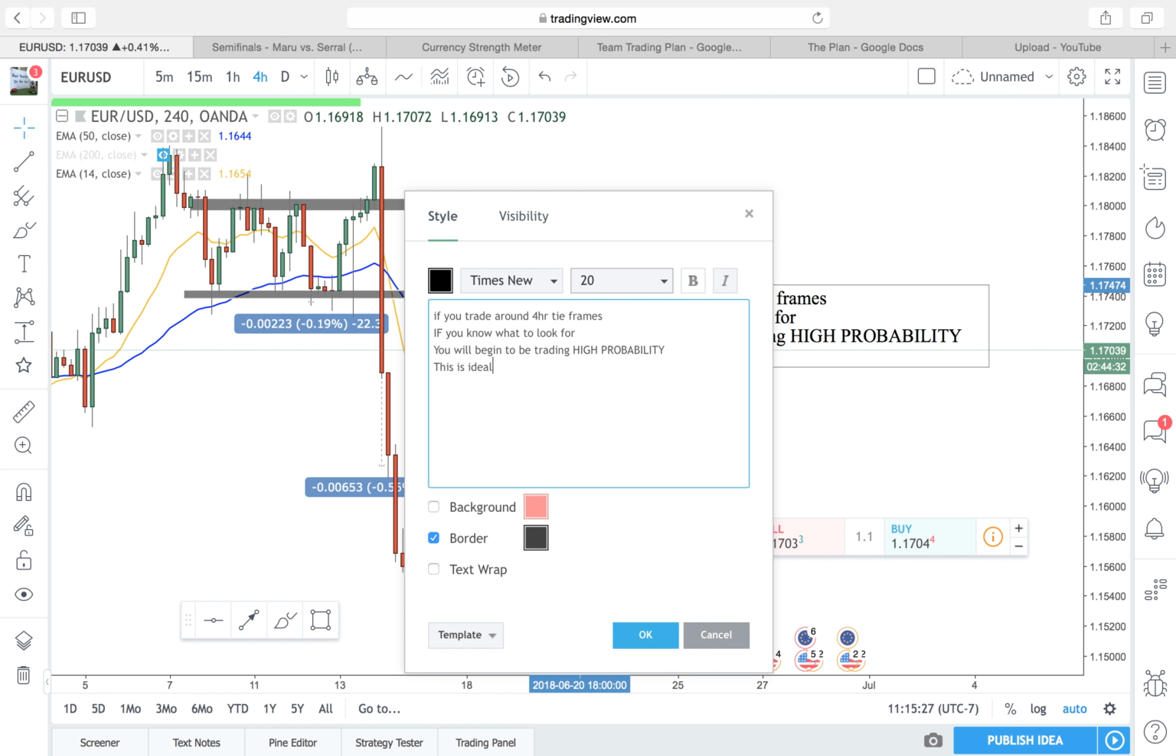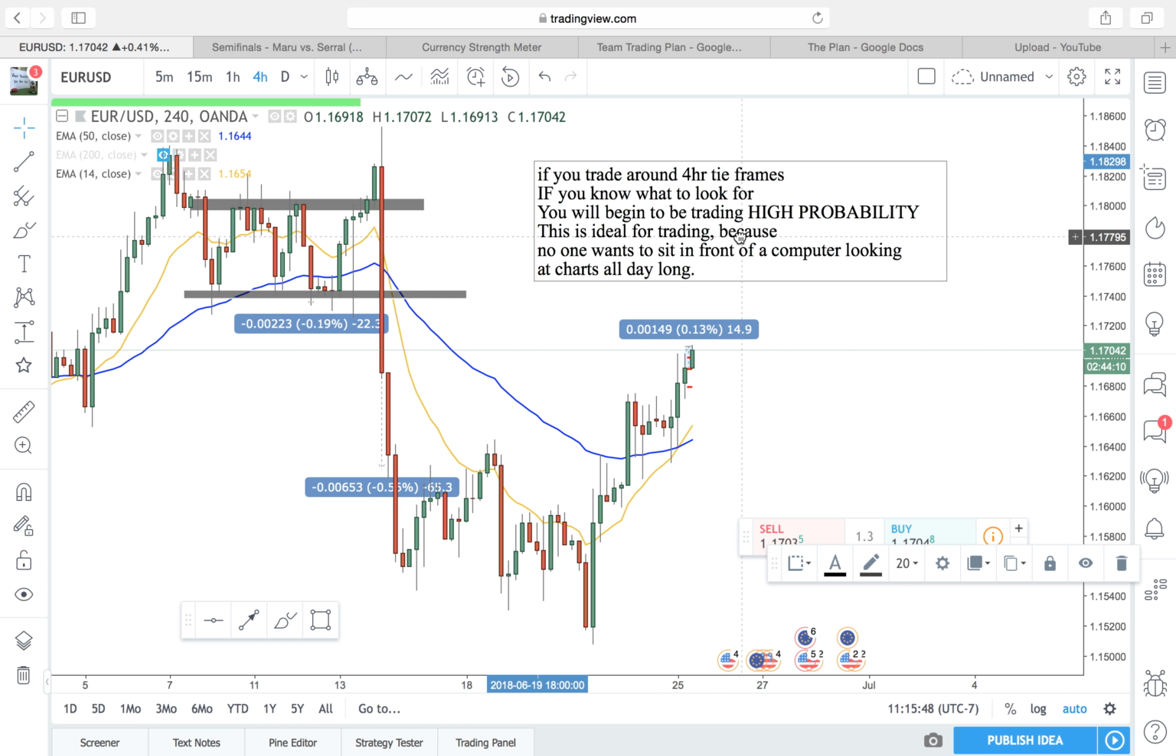This is ideal for trading because no one wants to sit in front of a computer looking at charts all day. It's just the bottom line. Nobody wants to be sitting in front of a chart all day long because it's going to stress you out. Supply and demand will stress you out. When price is ranging and consolidating, you're just going to get stressed out.